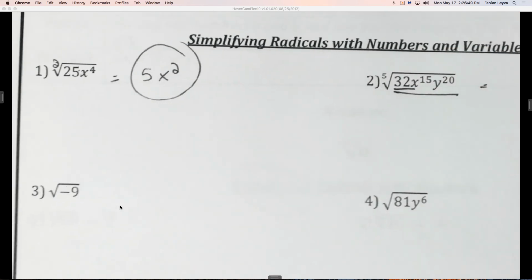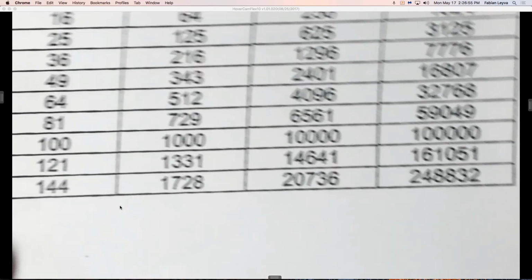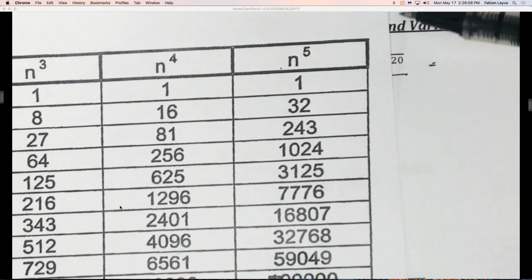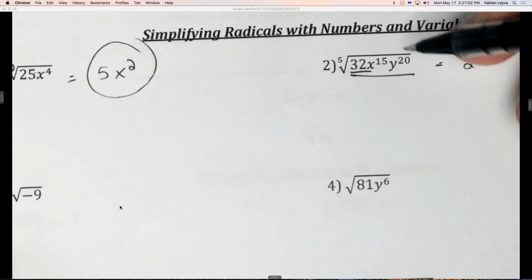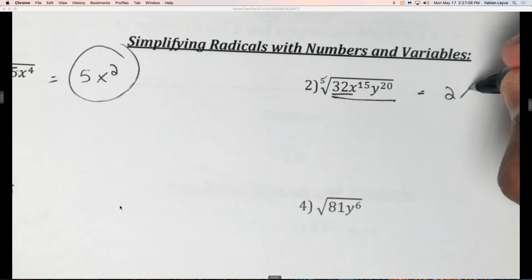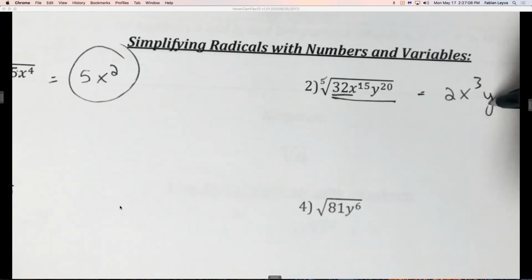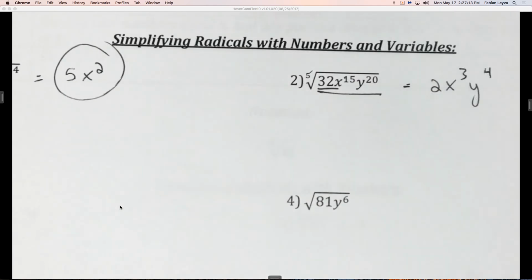You know that the 5th root of 32, does there exist a number that multiplies itself 5 times to equal 32? I don't know. Let me check my chart. Yeah, it's 2. So you know that the 5th root of 32 is 2. What is the 5th root of x to the 15? X to the 3. And of course, the 5th root of y to the 20 would be y to the 4, because there are 4 groups of 5 in 20.